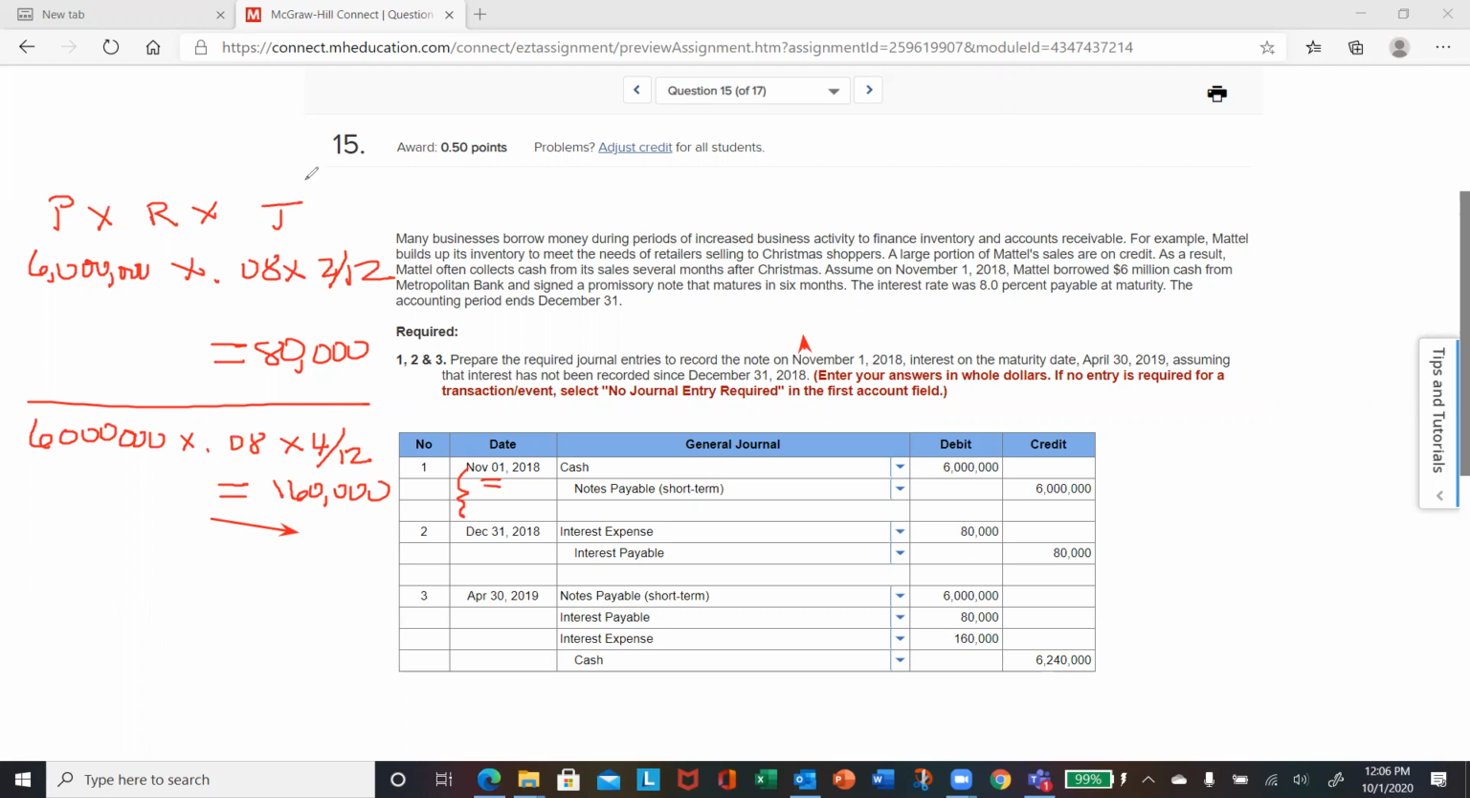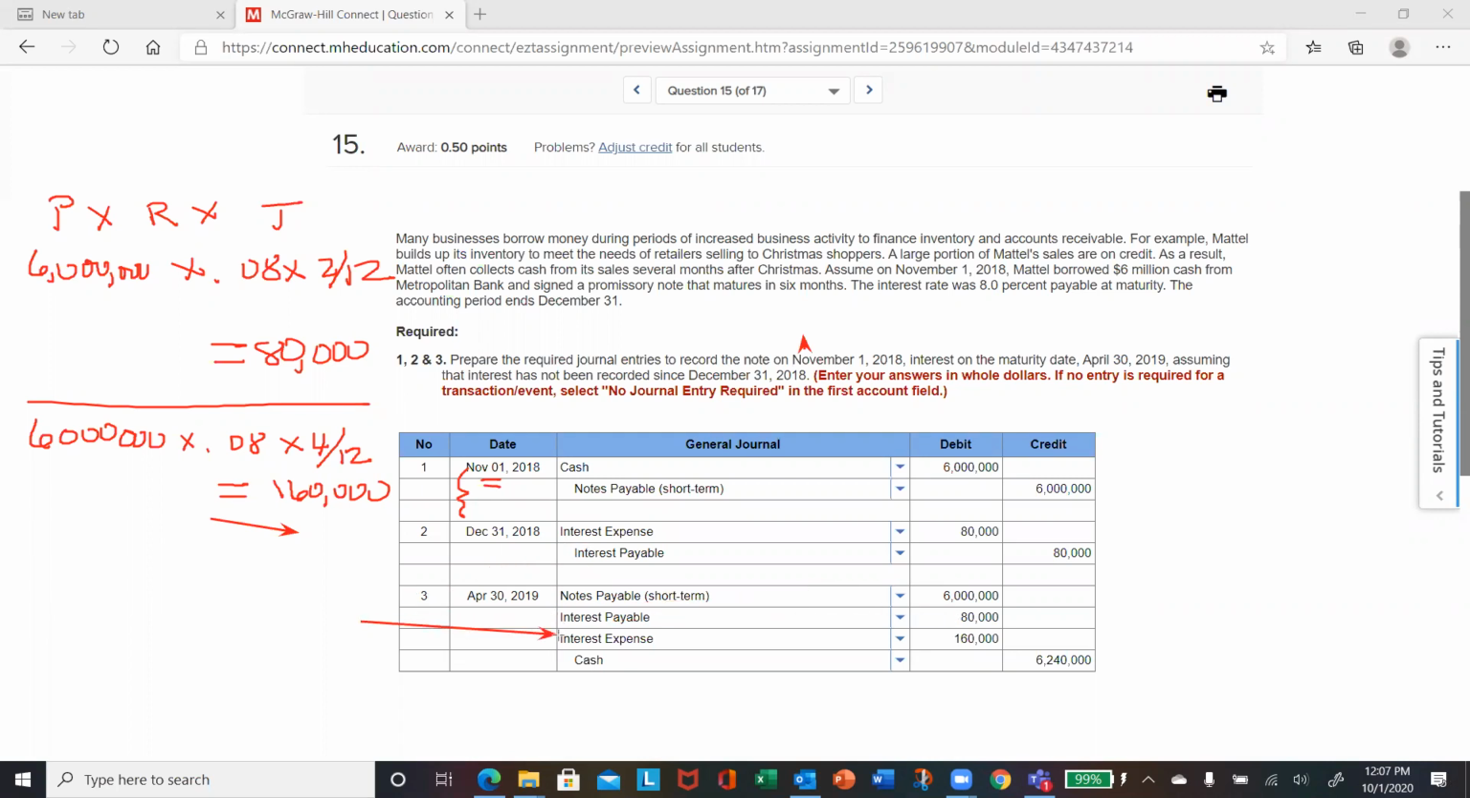So to finish this problem, for the second entry, this would be your interest accrual: debit interest expense, credit interest payable for that 80. And then notice you're into the next year, the 4th month of the next year, you pay off the note. There's a principal, debit notes payable. You debit the interest payable that you accrued at December 31st, that 80,000 gets paid off.